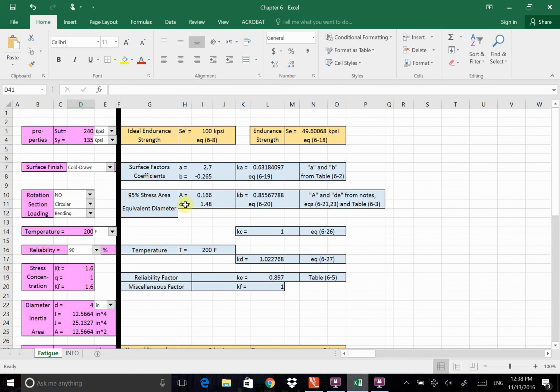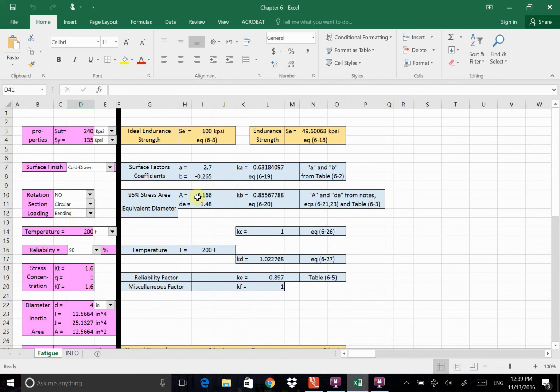And for finding the KB, the method is using 90% stress area, equivalent stress area. So we had to, because that's non-rotating, here we have to use equivalent radius or diameter. If it was rotating, for example, you see that DE is equal to our diameter, which is 4. So we're going to use the same DE. But because in this case it is not rotating, so that is no.